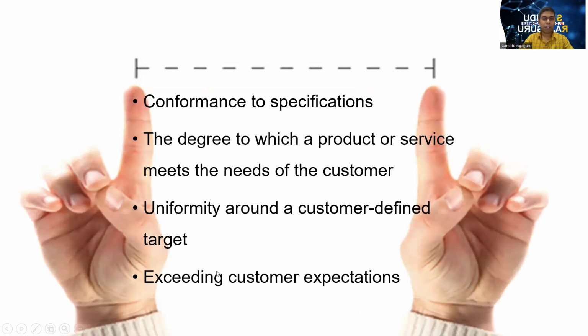There can be several definitions. Conformance to the specification is also one of the definitions of quality. The degree to which a product or service meets the need of the customer, uniformity around the customer-defined target, then exceeding customer expectations. So those are other examples of quality definitions. There can be a lot.